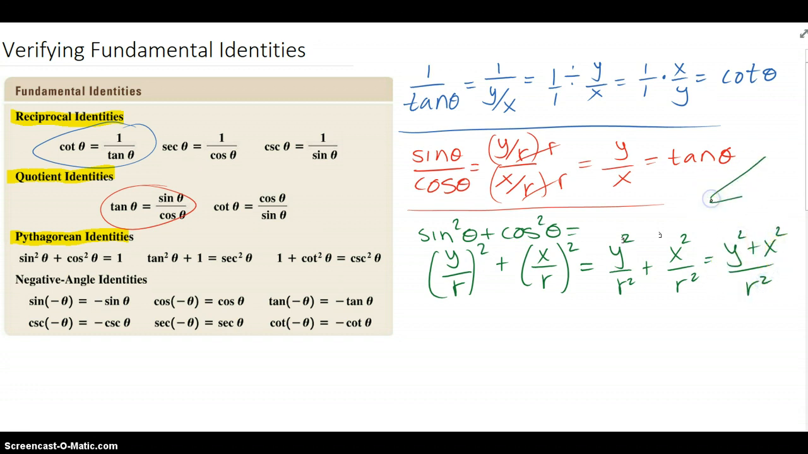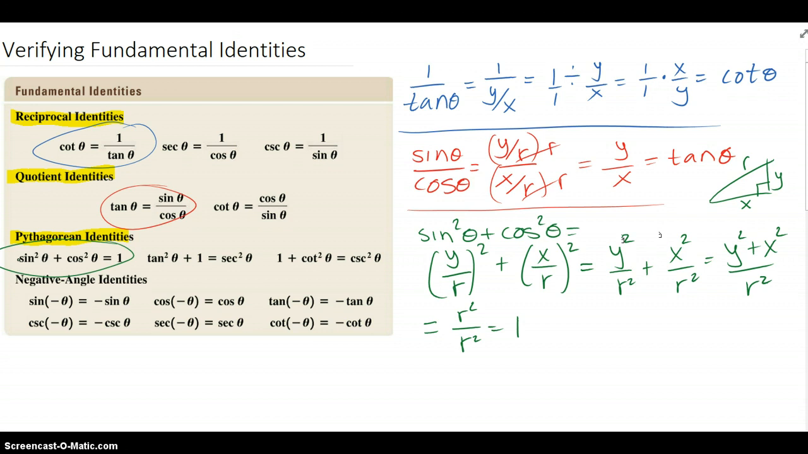And since we are dealing with a right triangle with all these trig identities, we know from the Pythagorean theorem, that's why it's called the Pythagorean identity, that x squared plus y squared we know is r squared. So this is equal to r squared over r squared, which is indeed 1. So that proves that sine squared plus cosine squared equals 1.